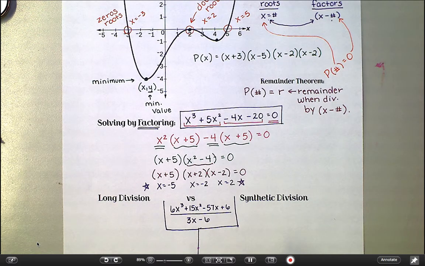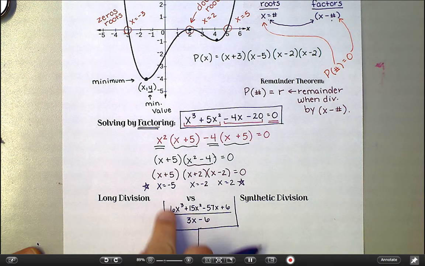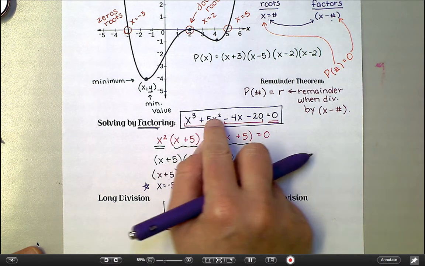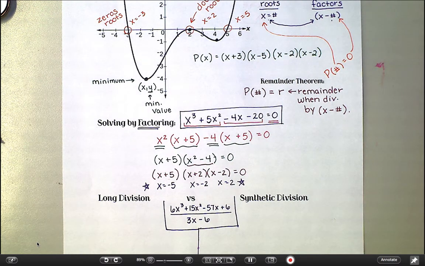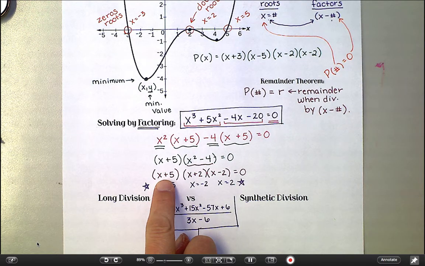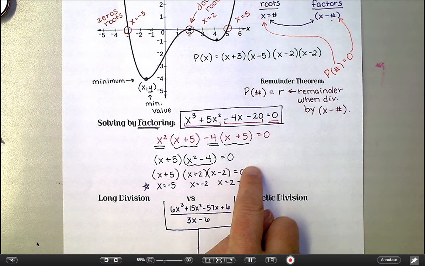And if you really wanted to double check that, or if this was a multiple choice, you could take these numbers and plug them in up here for x and see which one equals 0. They should all equal 0 in this case. Okay, so that's a little primer on solving by factoring. As you factor it, you break it into as many pieces as you can, and then you say what would make each of these pieces equal to 0.